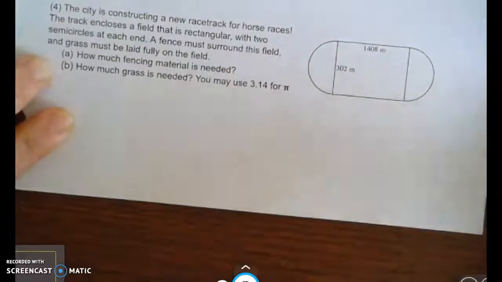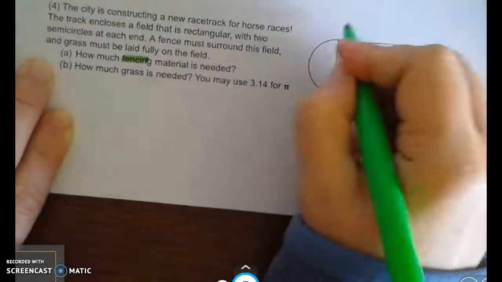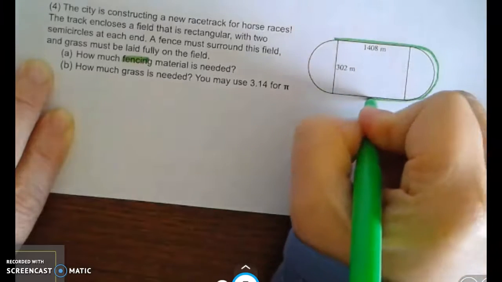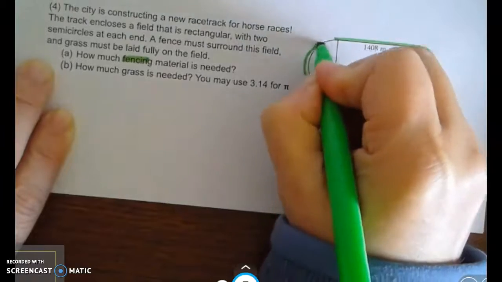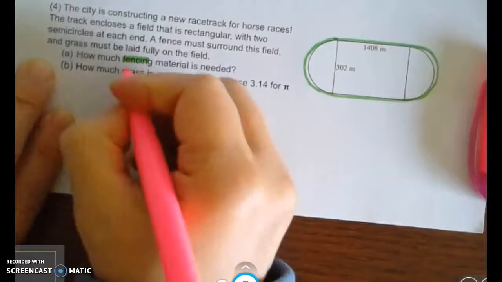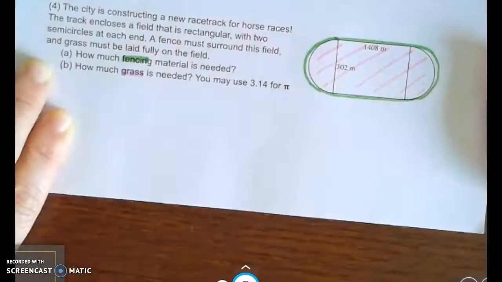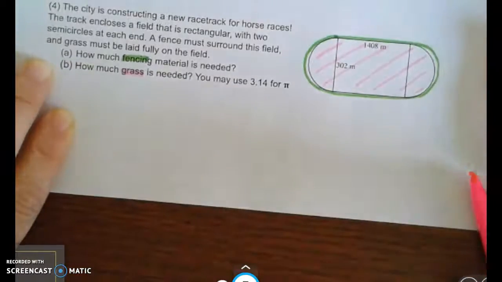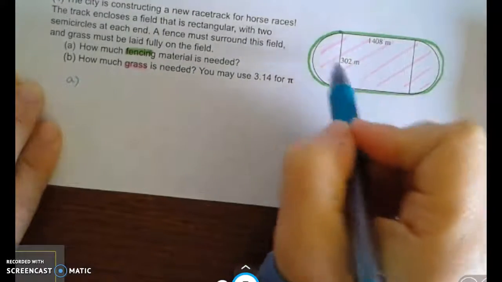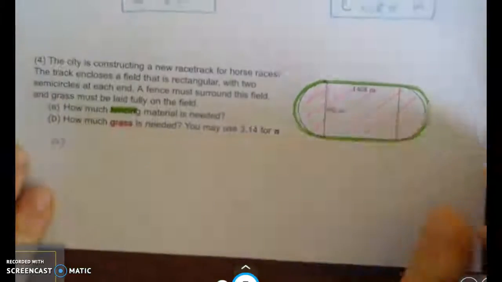When we are talking about fencing, we're really talking about the outside length, aren't we? So fencing is going to be this length outside. Okay, so that's the fencing. And when we're talking about grass that's needed, we're really talking about the area enclosed here. Okay, so let's start with fencing. To figure out the fencing, we're really talking about the perimeter of this shape.